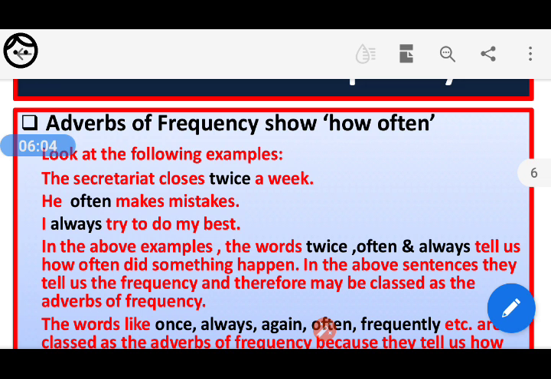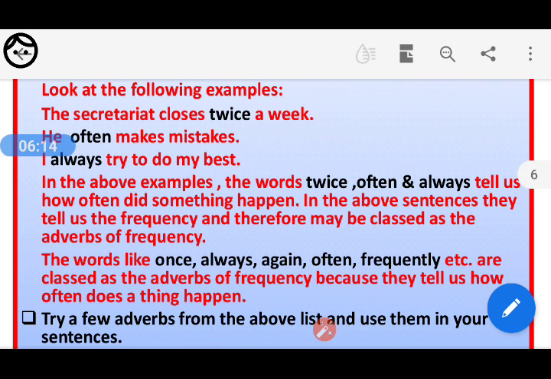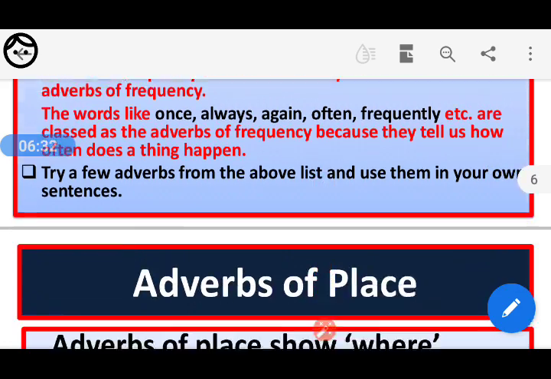In the above sentences, they tell us the frequency and therefore may be classed as the adverbs of frequency. The words like once, always, again, often, frequently, etc. are classed as the adverbs of frequency because they tell us how often a thing happens. Now you try a few adverbs from the above list and use them in your own sentences.